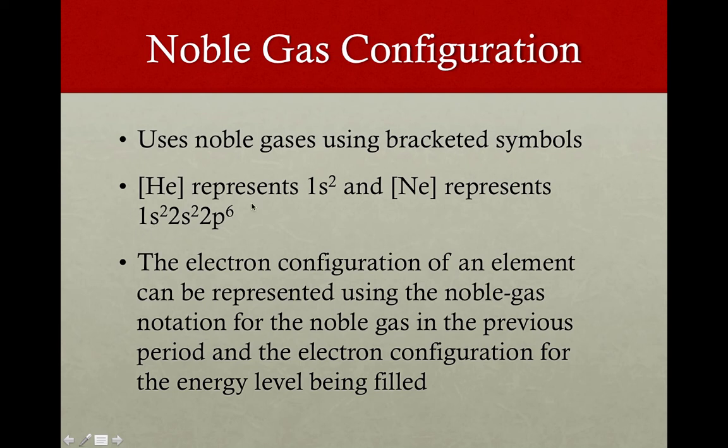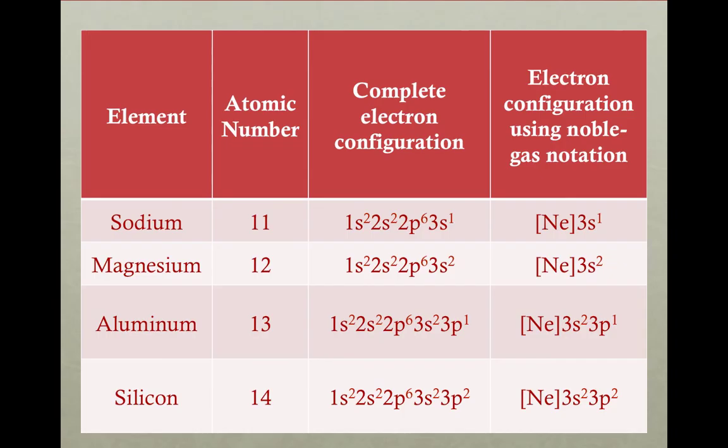Not that helpful when you get to neon, however. Neon in brackets represents this whole configuration. So this takes care of 6, 7, 8, 9, 10 electrons just by writing it like this. The way you finish the noble gas configuration is you write the configuration for everything outside that comes after this bracket. So if we look at the example here and we look at sodium, magnesium, aluminum, and silicon, they go right in order, 11, 12, 13, 14.